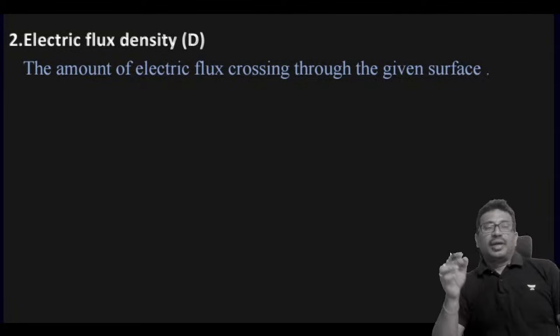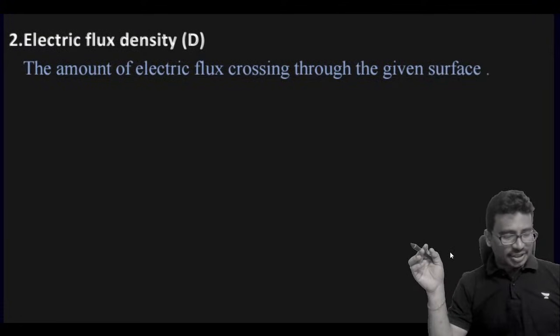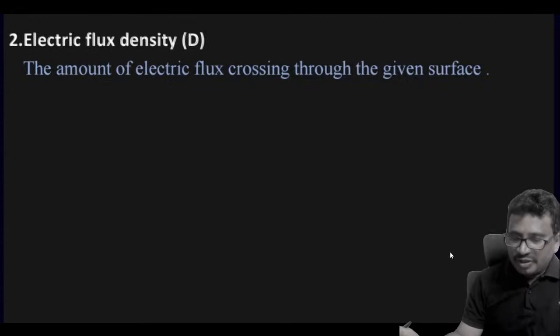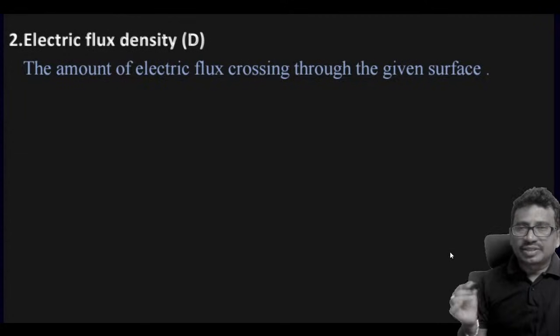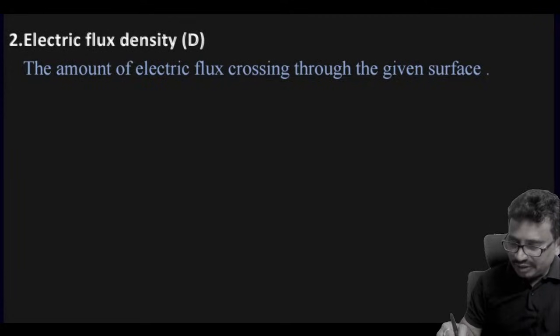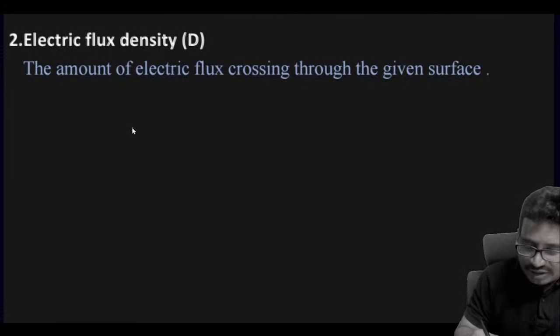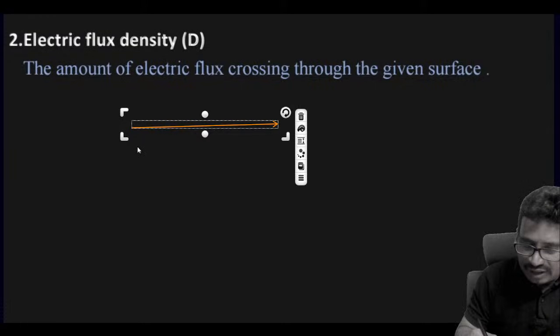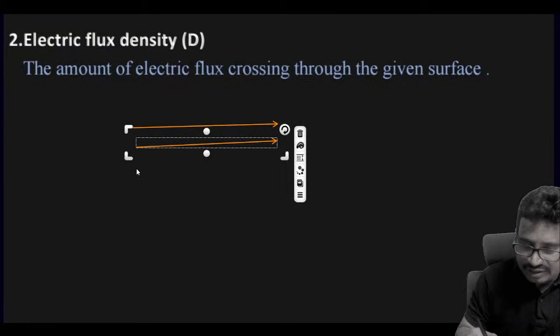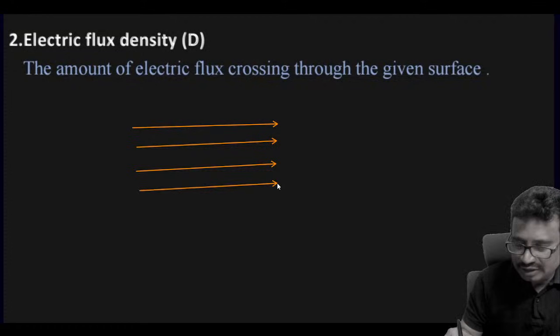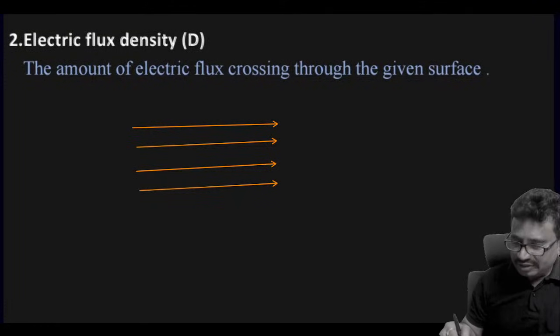Next, electric flux density. Electric flux density means the amount of electric flux lines crossing through a unit surface area. So let us consider we have a number of electric flux lines like this. These are the electric flux lines.